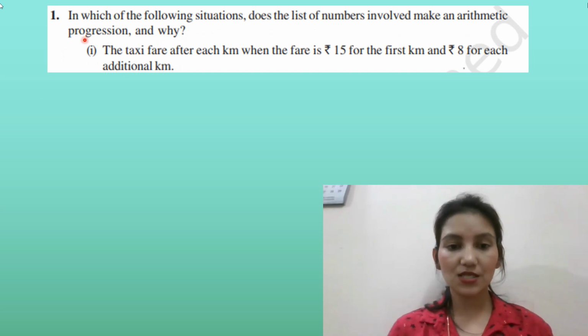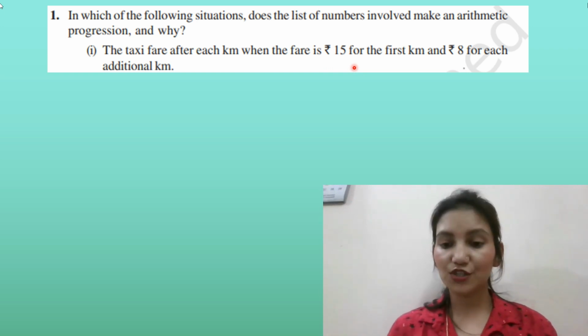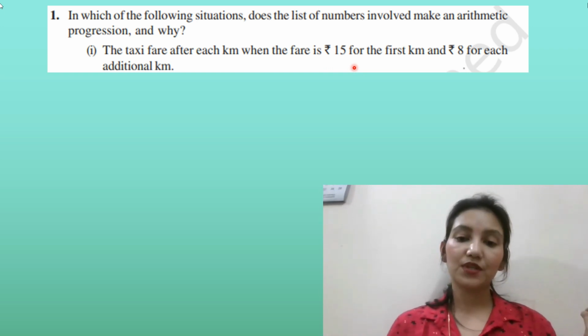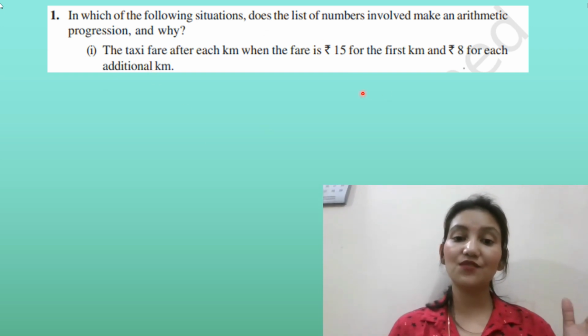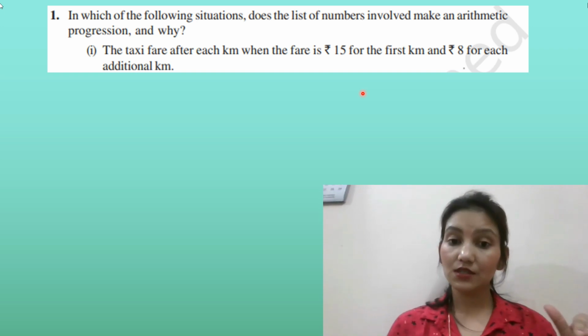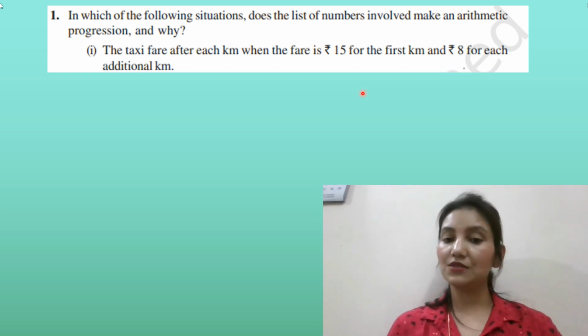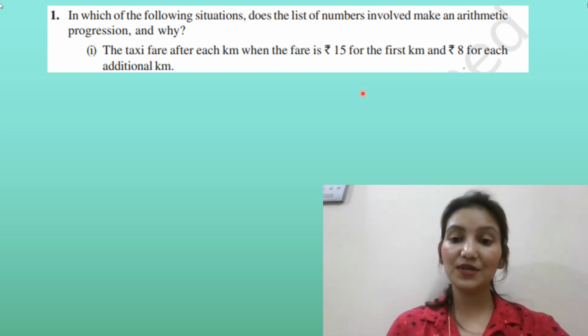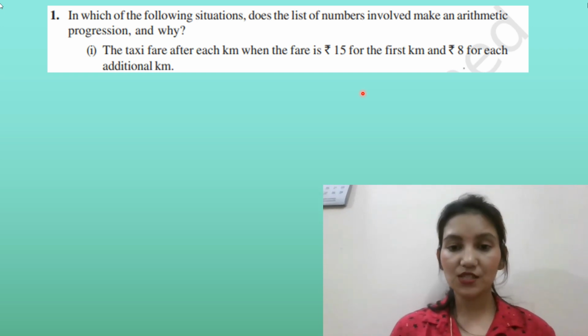So this here is the first part. This statement says the taxi fare after each kilometer, when the fare is rupees 15 for the first kilometer and rupees 8 for each additional kilometer. In this situation taxi fare is given. If you're traveling by a taxi, then for the first kilometer you need to pay rupees 15 as fare, and for each additional kilometer that you travel, you need to pay rupees 8 more. So let's visualize this.